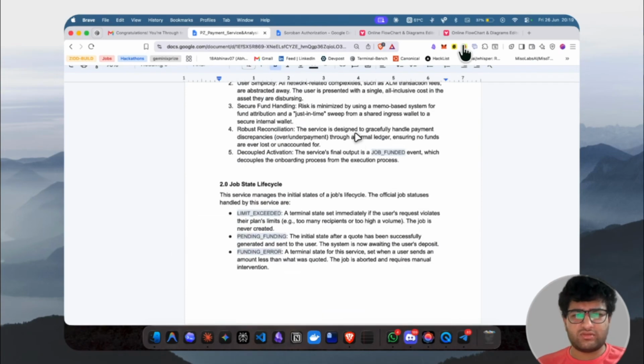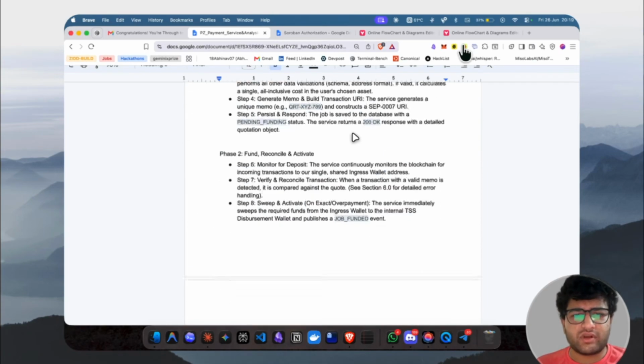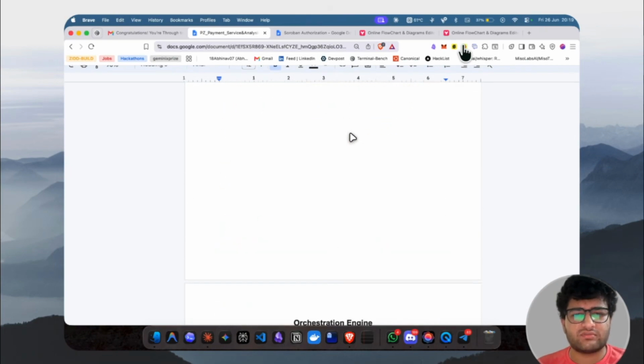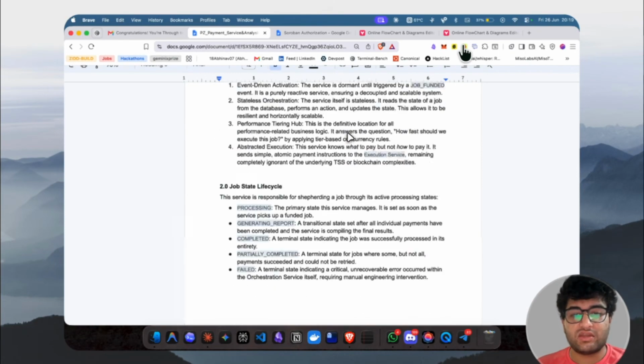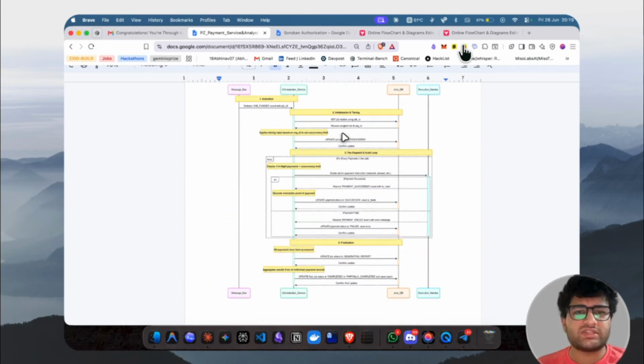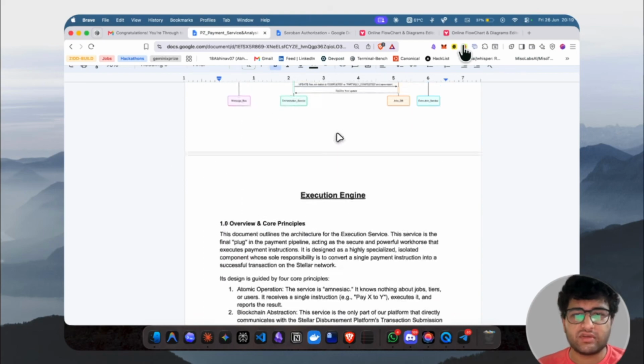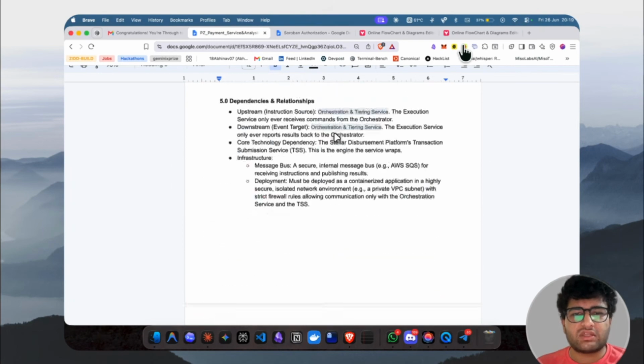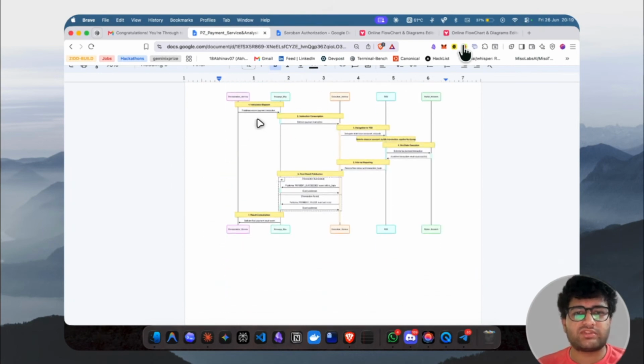And I told you already about onboarding and funding services. This is the more detailed version of that. The orchestration engine is how a job is created. It's basically when you get the intent, break down the transaction, and then submit it to TSS. Not a very technical thing. The most important thing was the execution engine, because here lay everything that could go wrong.